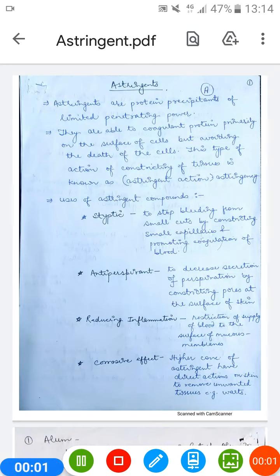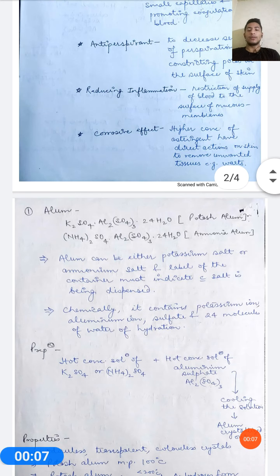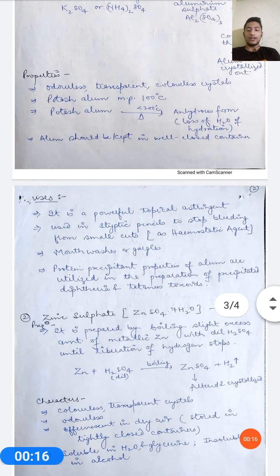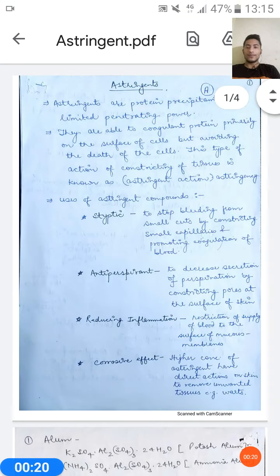Today we study about the astringents. First we will see the definition of astringents, then their uses, and after that we have the two official compounds, which is alum. Alum includes potash alum and ammonia alum, and then we have to discuss zinc sulphate. These two compounds are the official compounds which are written in your syllabus. So we are starting from the astringent definition.